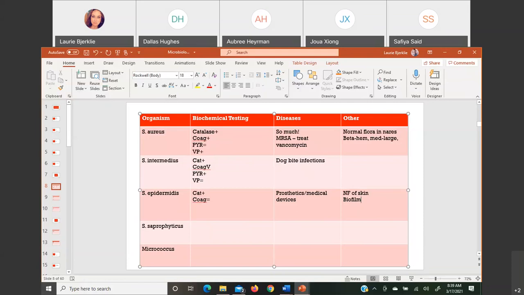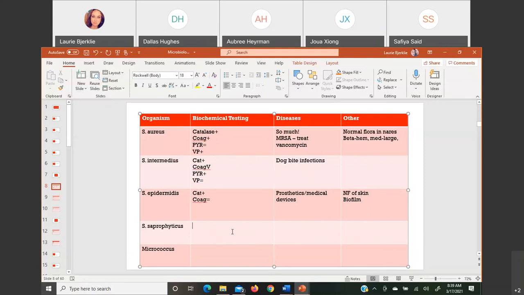So like a prosthetic heart valve, that could possibly cause an infection of the heart or something as a result. So of course we're hoping they're sterilizing, doing all their stuff in their sterile processing department on these things and getting rid of things like that. But they can be really tricky, those little biofilms. And so there are certain bacteria that can make them, and staph epi is one of them.